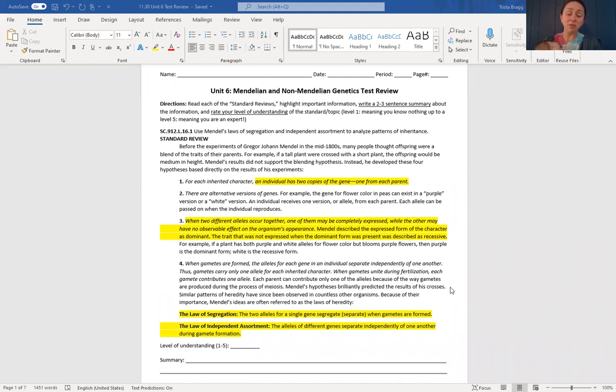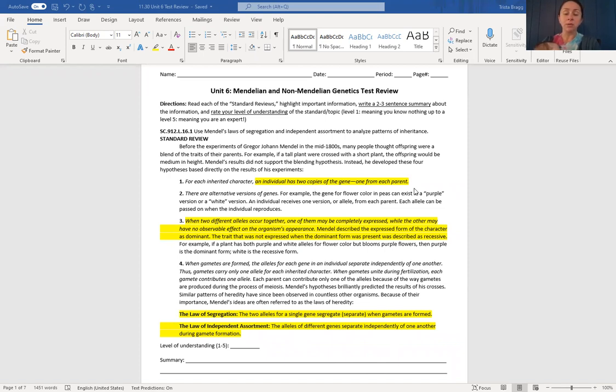So starting in your review, there were really only two standards. The first one is making sure that you understand Mendel's laws. There's a lot of key vocabulary that came with Mendel. So remember, he did his pea plant experiment. He gave us terms like dominant and recessive, homozygous, heterozygous. We want to know what those things are.